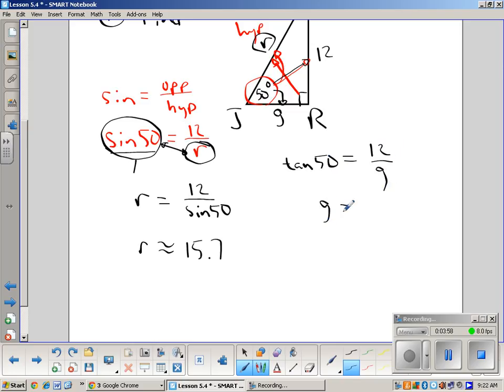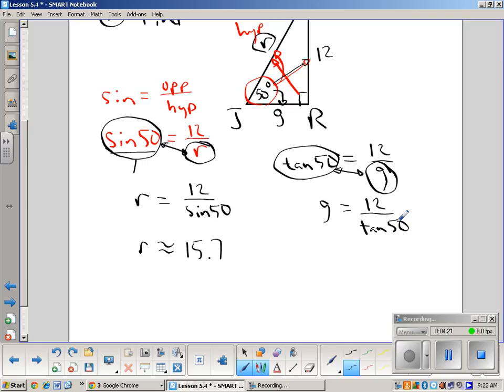So G is going to equal what? 12 times tan 50? No? When the unknown's in the bottom, you can switch places with the tan. 12 over tan 50. Okay? So just solve for G.